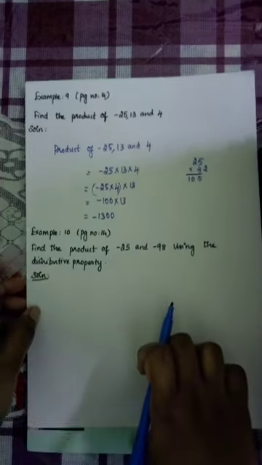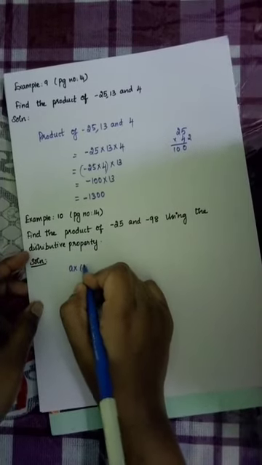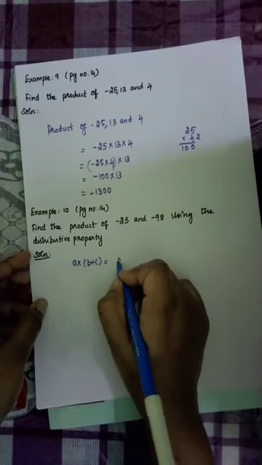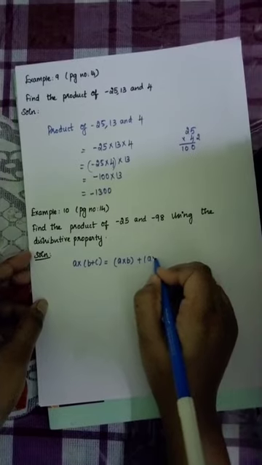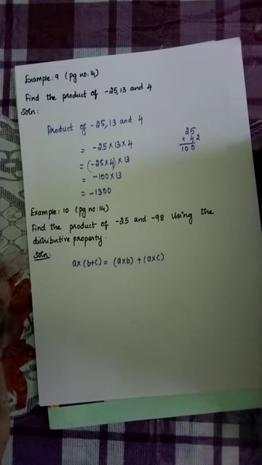First write the distributive property. What is the distributive property? A into B plus C is equal to A into B plus A into C. This is the distributive property.